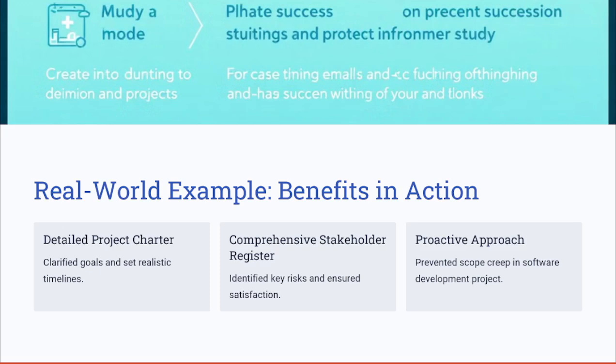So consider a software development project. By creating a detailed project charter and stakeholder register during the initiation phase, the team clarifies the goals, identifies some of the key risks and assumptions, and sets a realistic timeline for the project implementation. And this proactive approach prevents scope creep and ensures the stakeholder alignment and satisfaction with the project.